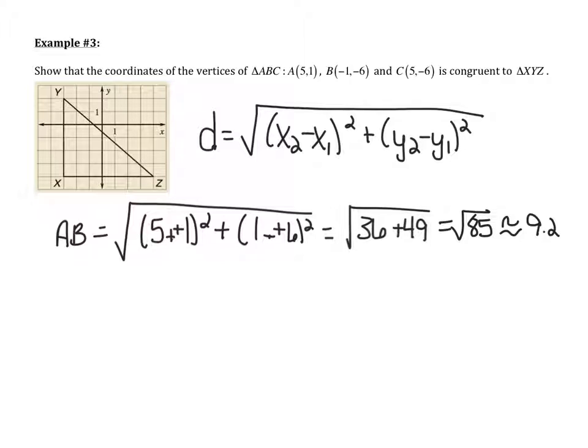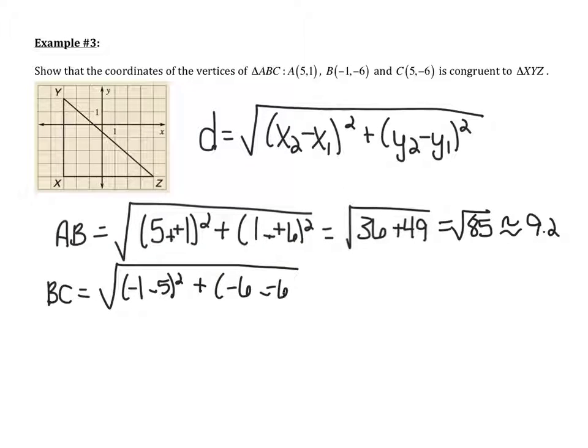Let's now find the length between B and C. I have the square root of (-1 minus 5) squared plus (-6 minus -6) squared. So -1 minus 5 is -6, and -6 squared is 36. And -6 plus 6 is 0, and 0 squared is 0. So the square root of 36 is simply 6.